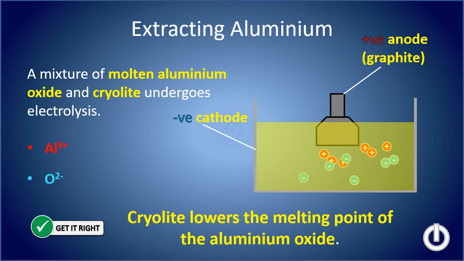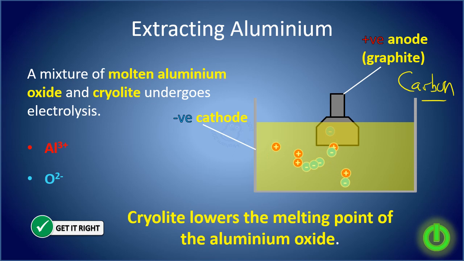Up top, we've got this thing. It's a graphite anode. So the positive anode is made of graphite. And if you remember, graphite is just a very pure form of carbon. Okay, so let's see what happens. The cryolite doesn't get involved. The cryolite just helps us have that low melting point.